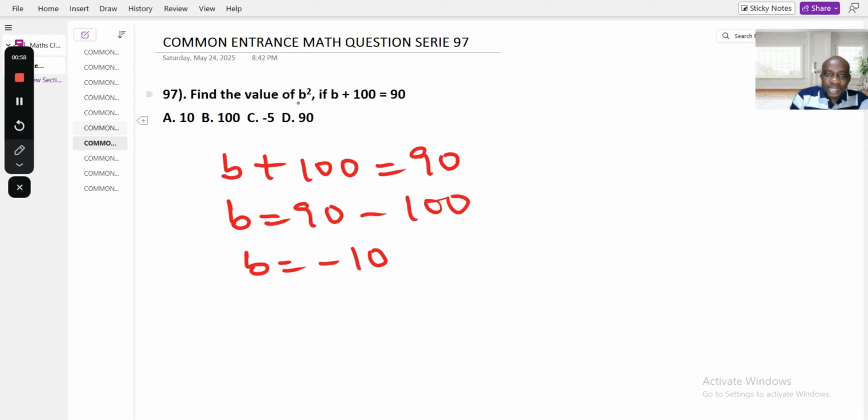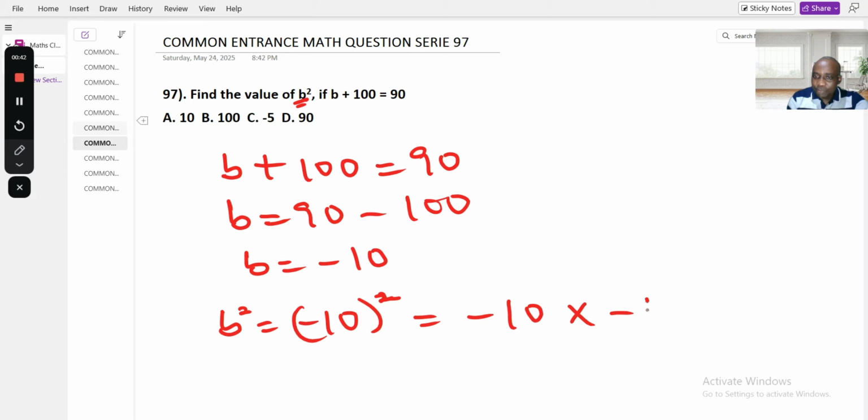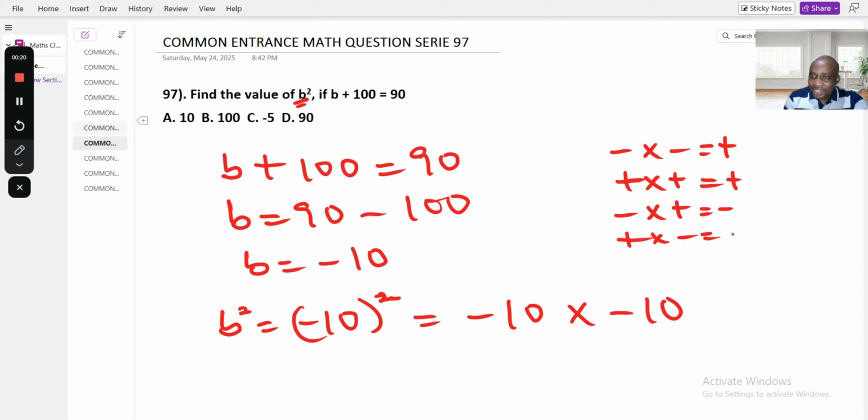The question now says that we should look for the value of b square. What is our b? Our b is negative 10 square. Now, this square is the same thing as minus 10 multiplied by minus 10. I think I have taught you how to multiply signs together. Minus times minus equals plus. Plus times plus equals plus. Minus times plus equals minus. Plus times minus equals minus.